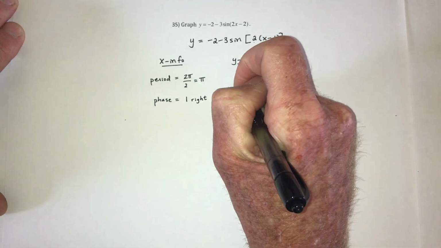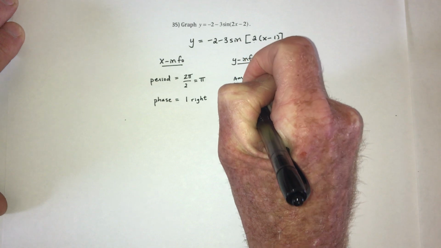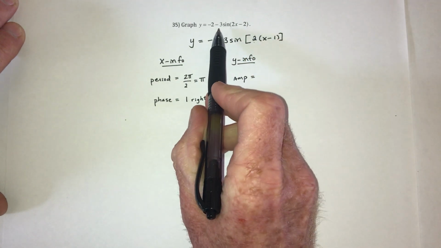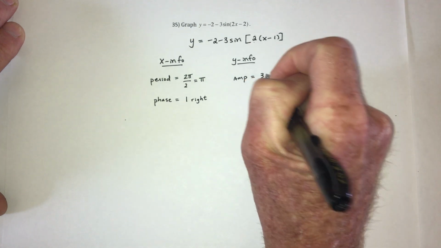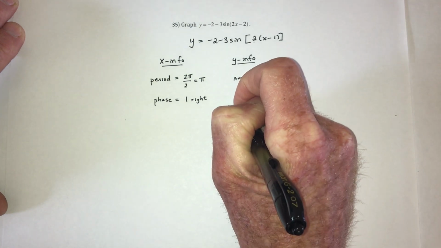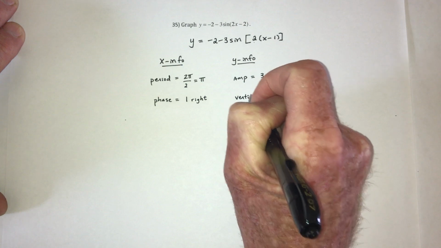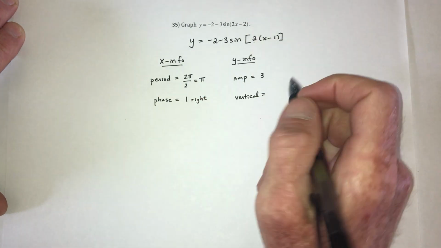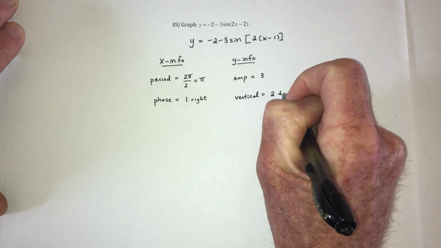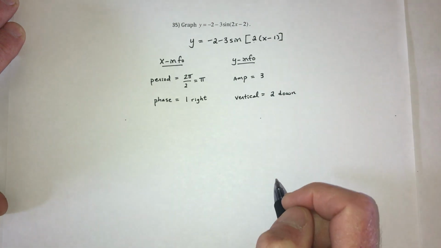Then for the y information, there's amplitude. That's going to be this number right here without the negative. So just the 3. And then there's also a vertical shift. And because this is a negative, it means move it down by 2.